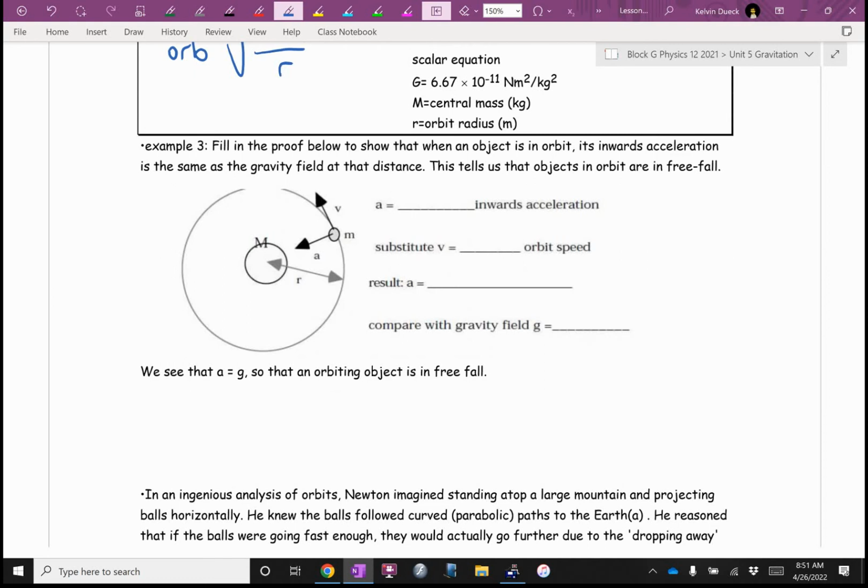Okay. Well, what's the inwards acceleration? V squared over R, like Zach said earlier. Yes? Oh, and then it says substitute V, well, orbit speed is the square root of big G, big M over R. So I guess I would substitute that in for the V squared. Actually, I'm not going to substitute V. I'm going to substitute V squared, because that would just get rid of the square root way, way easier. If I plug this into here, what will I get? Well, I'll get big G, big M over R, which becomes big G, big M over R squared.